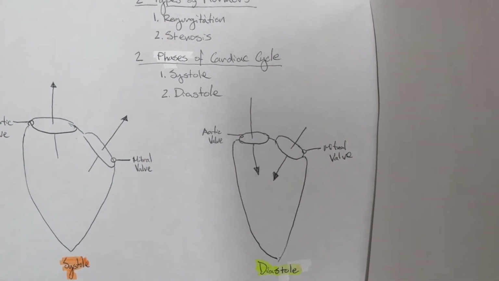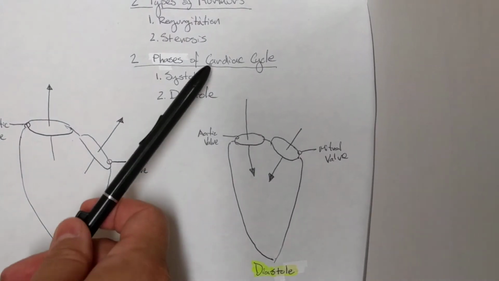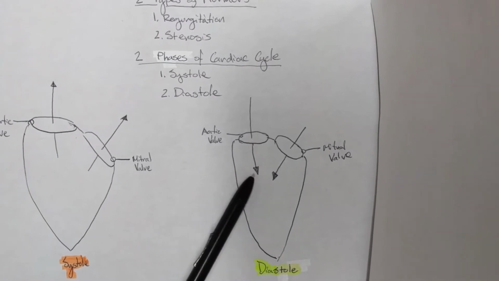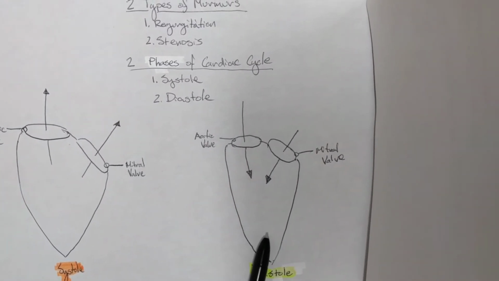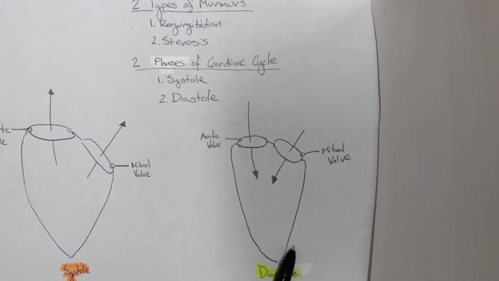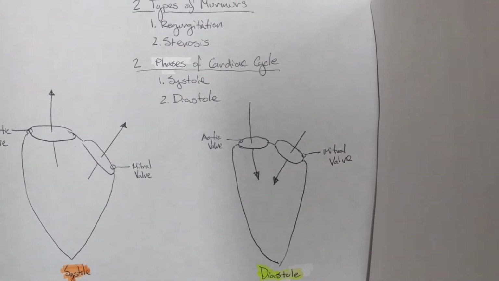Now, moving on to diastole, the two murmurs that can occur during diastole, again, are going to be either from the blood coming back through the aortic valve by regurgitation, or blood coming from the left atrium into the ventricle through the mitral valve.